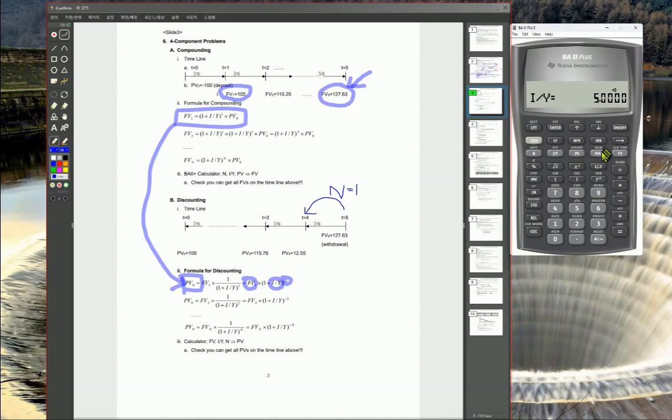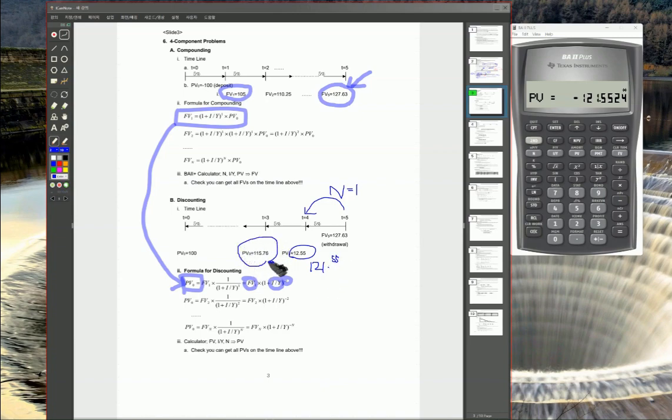You don't have any payments, so no payments. Then the future value is 127.63, entered as a negative number because indicating withdrawal. So by hitting compute followed by present value, you get the right number: 121.55. So there is a typo on this answer. It's not 12.5. It should be 121.5. Okay, it doesn't make sense.